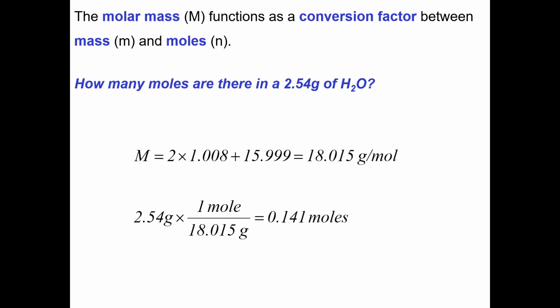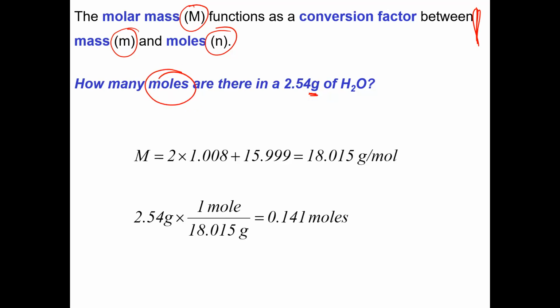Now, what's nice is that the molar mass can function as a conversion factor between the mass in grams and the number of moles. And you can see I've given the standard abbreviations or symbols for these quantities here. So this question asks, how many moles are there in 2.54 grams of water? So we need to recall this fact at the top, that it is the molar mass that functions as the conversion factor between the mass in grams and the number of moles.